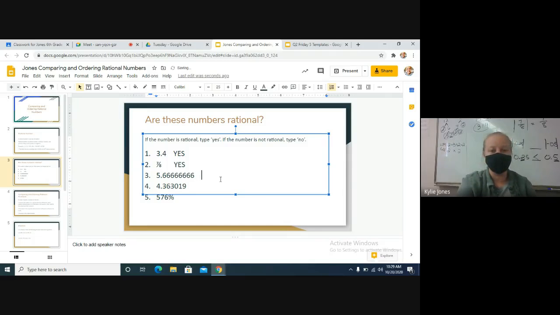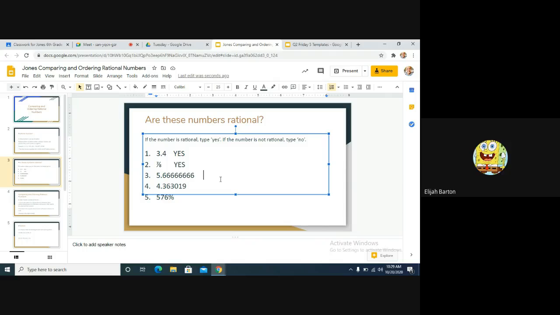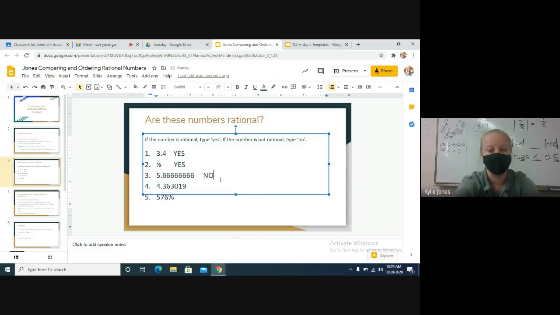Okay, let's look at number 3. 5.66666666. That looks like it's just going to keep going on and on forever. Good, no. So it is not a rational number because it's a repeating decimal. Good.